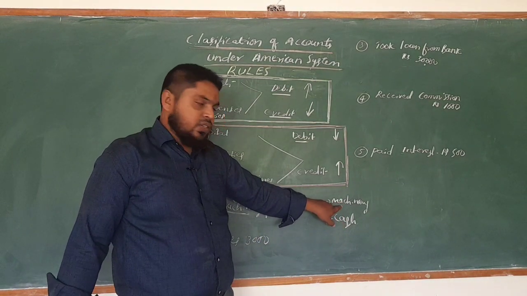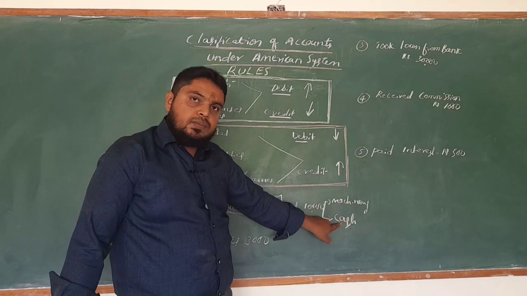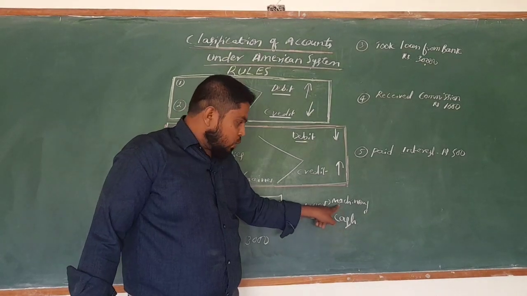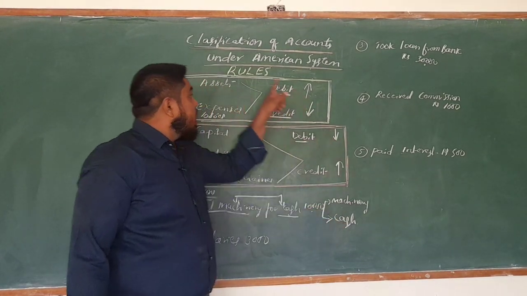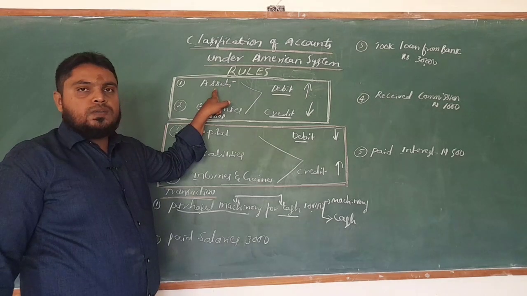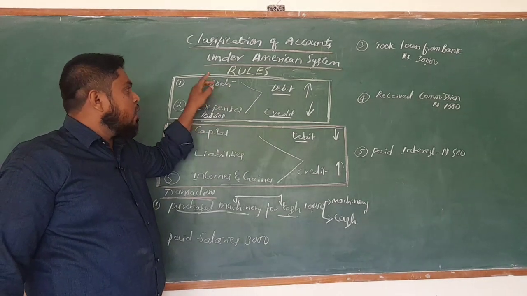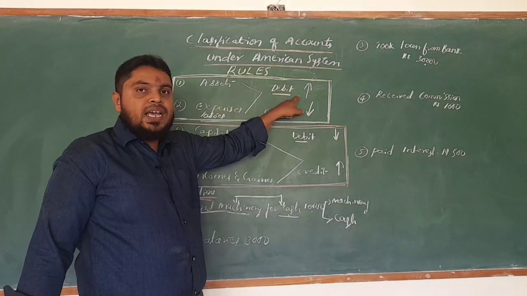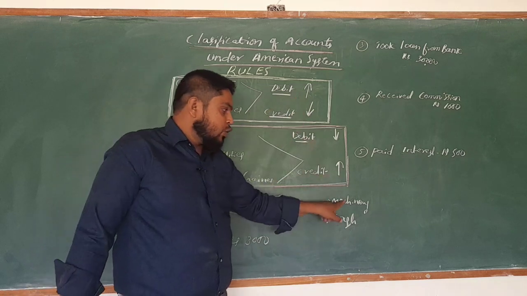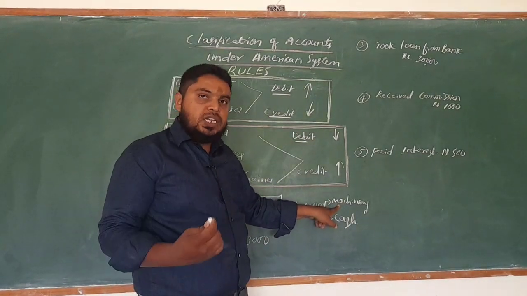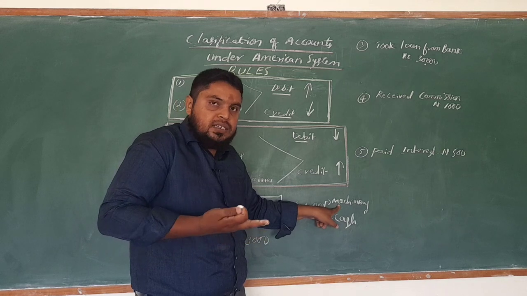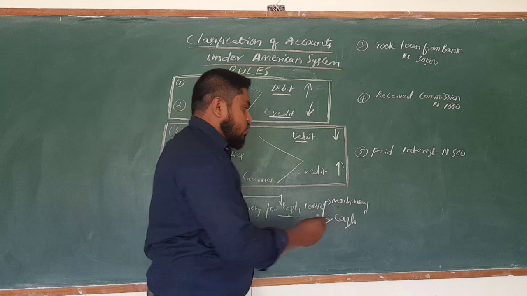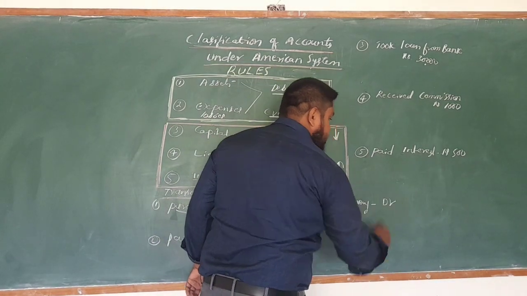Machinery is a fixed asset, and cash is a current asset. So both machinery and cash come under the asset account. Now apply the rules. If assets increase, they should be recorded on the debit side. Machinery is coming into the business, so assets are increasing, and it should be on the debit side.